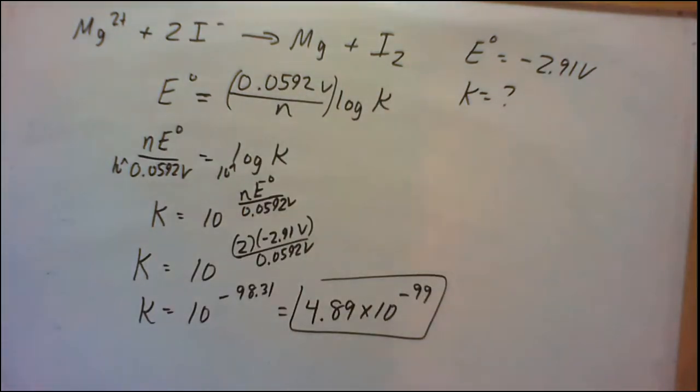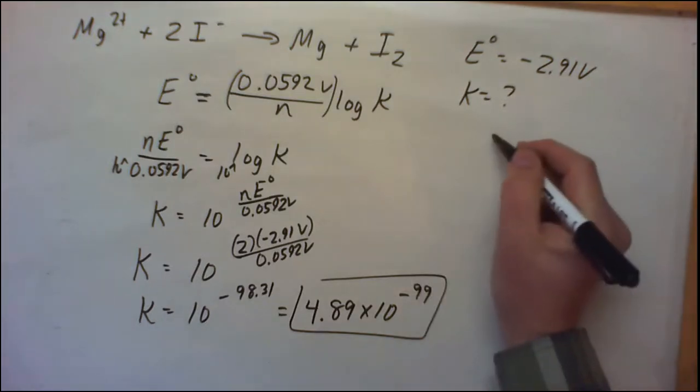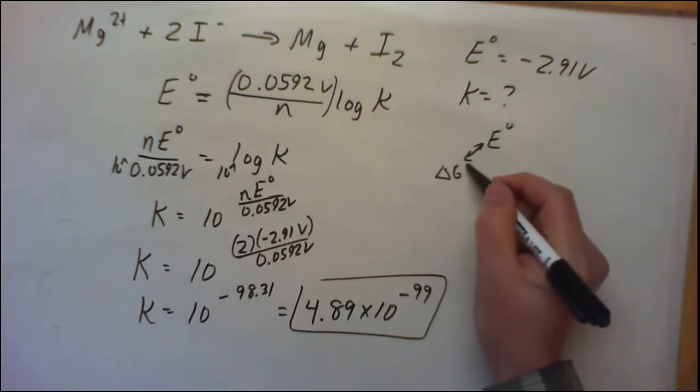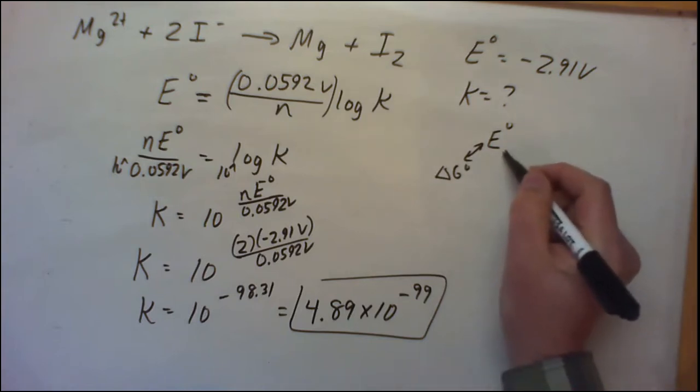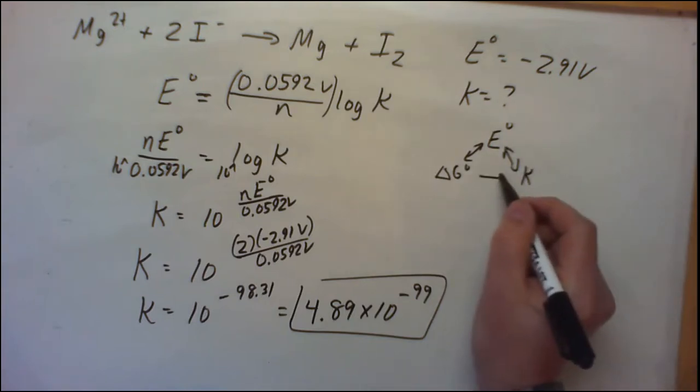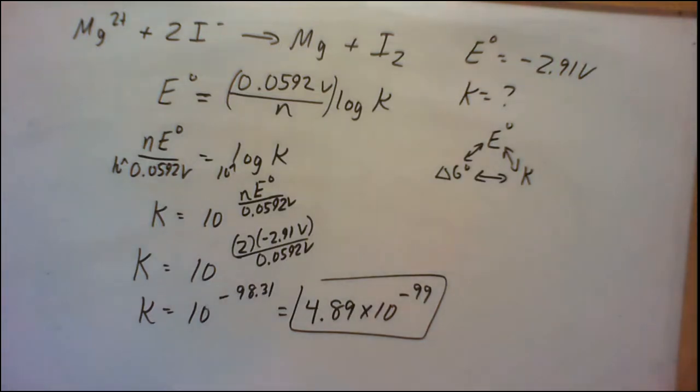So we've seen in this lesson how to calculate the cell potential under non-standard conditions using the Nernst equation. And just as importantly, we've also seen how we can relate the standard cell potential to the Gibbs free energy under standard conditions and the equilibrium constant. And of course, these are also related to one another by equations that we talked about in the previous chapter.